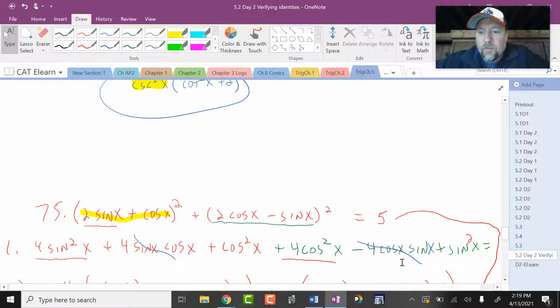And then this is this squared, and then this times 2. That's where I get the negative 4 cosine sine. And then this times itself, which is a positive sine squared.